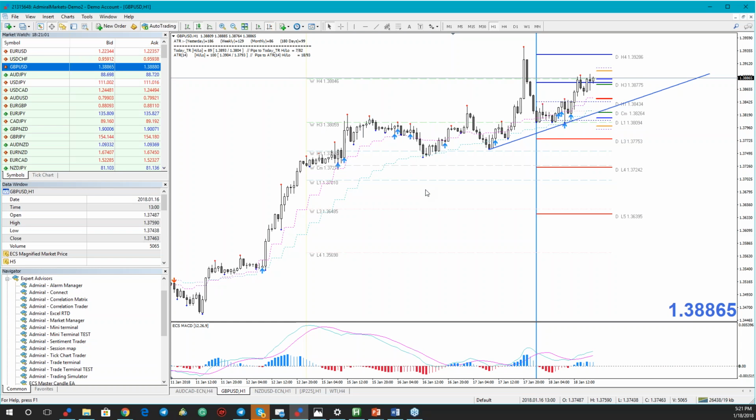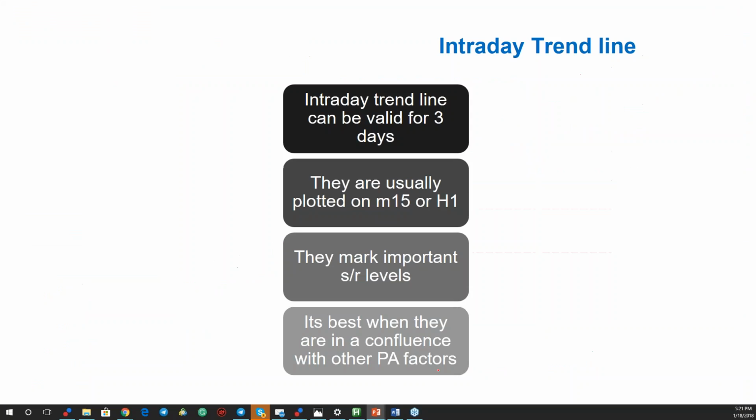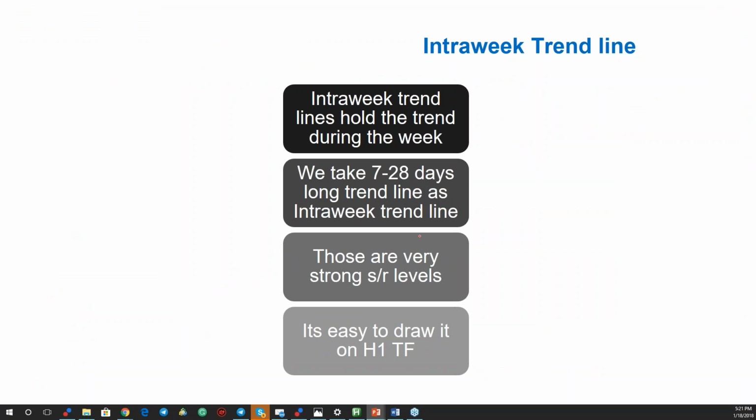Okay, so intraday trend lines are placed on 1 hour to 15-minute time frames. You can do it on 5 minutes, but there is no point really, guys. I don't place trend lines on 5-minute time frame.